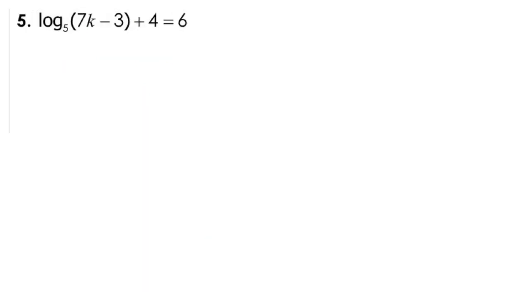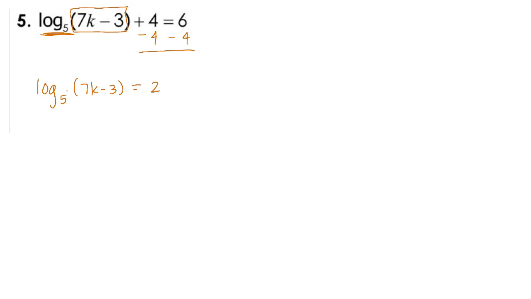All right, for our next problem. Okay, this problem's a little bit different because we don't have a logarithm on each side. Now, our variable is here, so that is really locked in because of the logarithm there. We are going to start by subtracting 4 from both sides. And so we have log base 5 of 7k minus 3 equals 2.